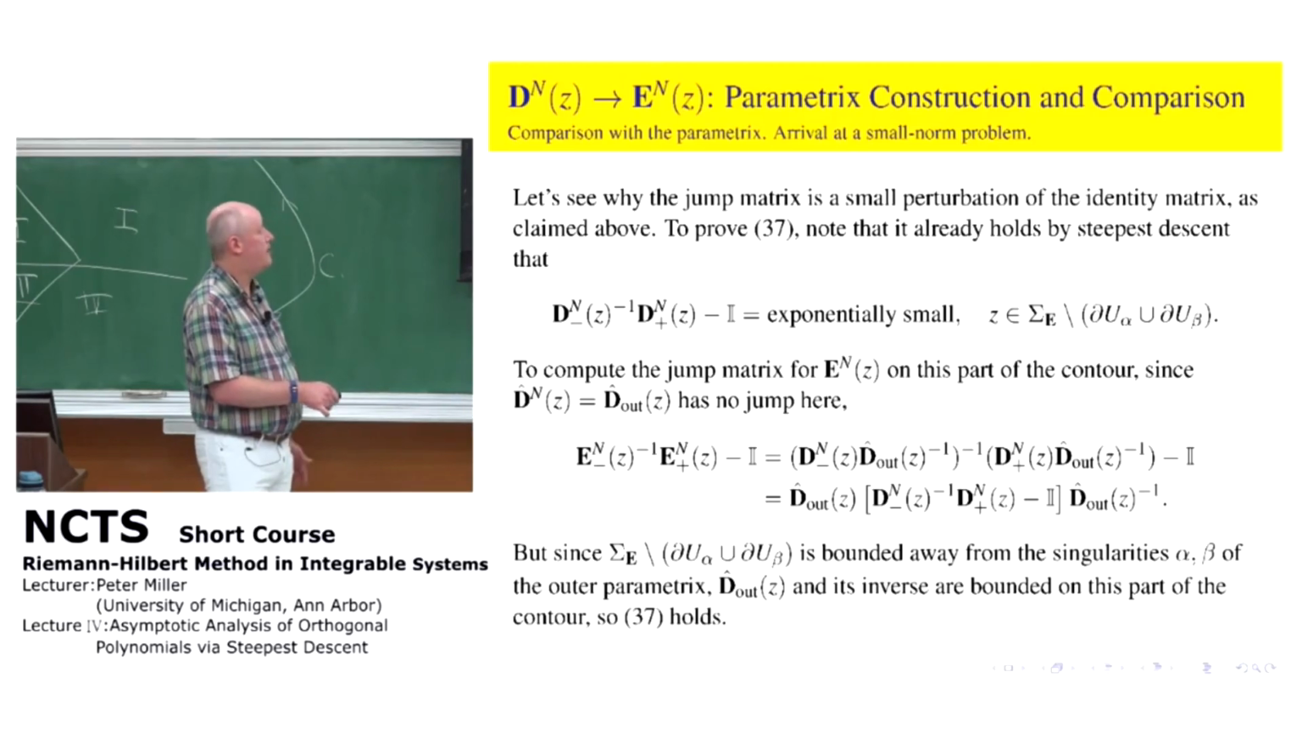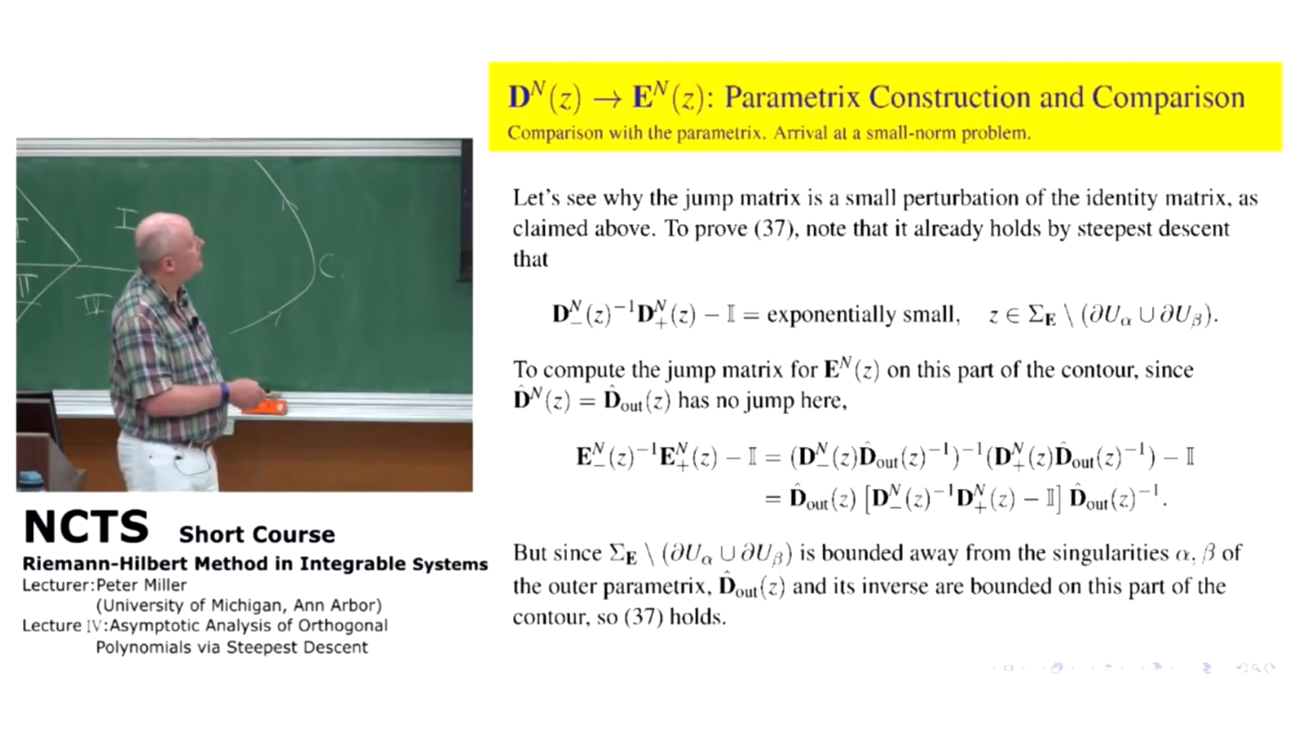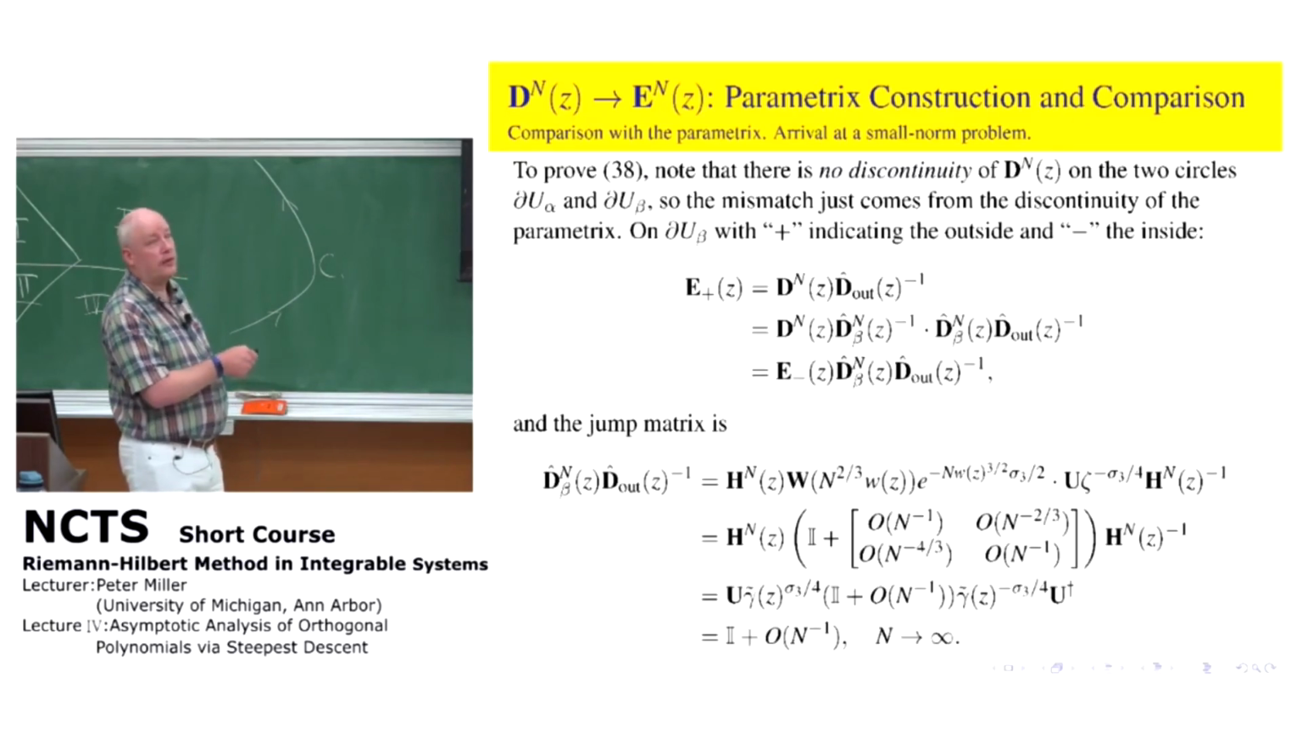So D hat out and its inverse are bounded on this part of the contour, and that guarantees that the corresponding difference here is exponentially small uniformly on the jump contour. Okay, so now the last one is to look at the disk boundaries.